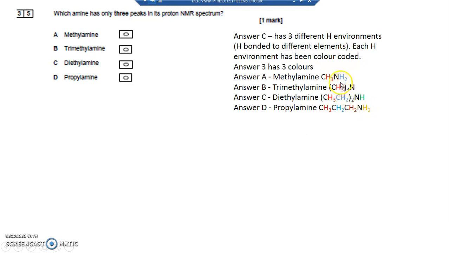So I've got 2 peaks on A, 1 peak on B, 3 on C, 4 on D. The answer is C.